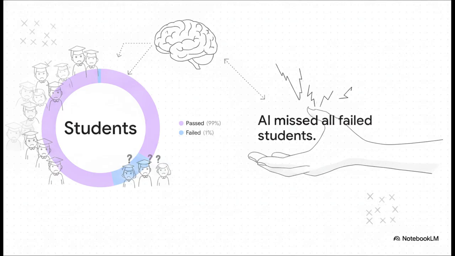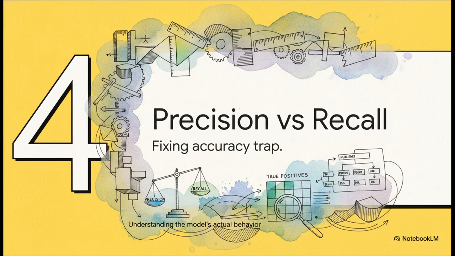The AI didn't learn a single thing. It literally just played the odds. So in this case, that high accuracy completely masked a terrible, totally useless model. Which brings us to section 4, precision versus recall, and how we fix this whole accuracy trap.